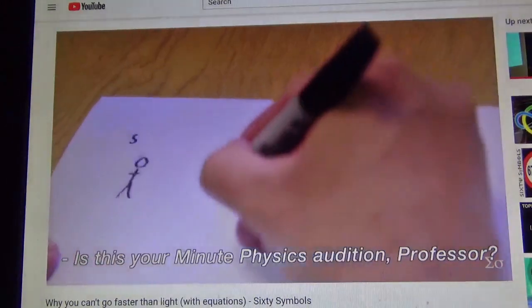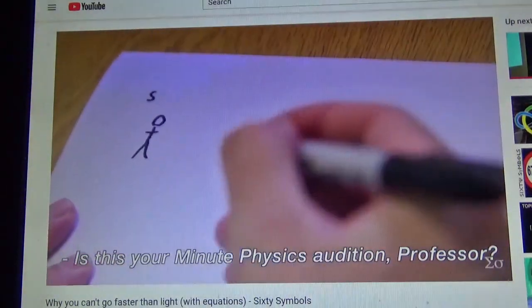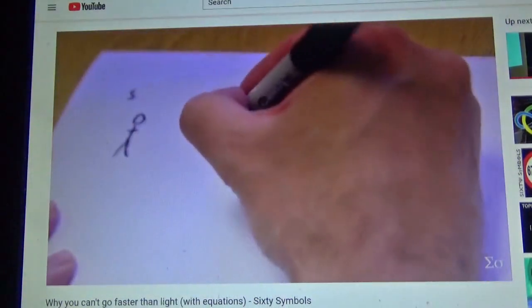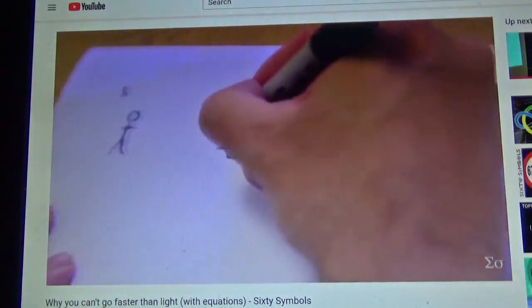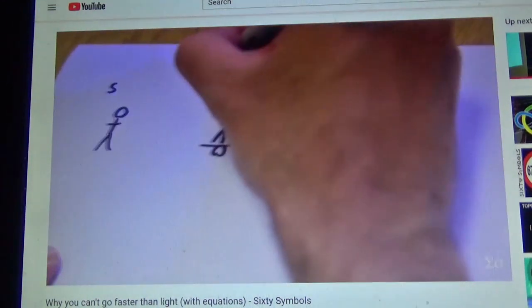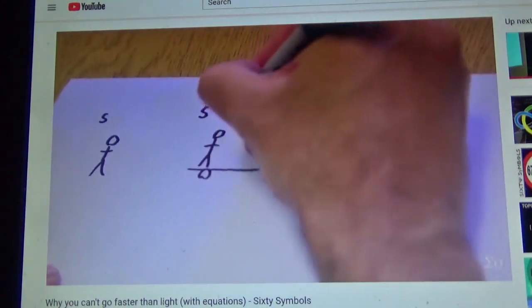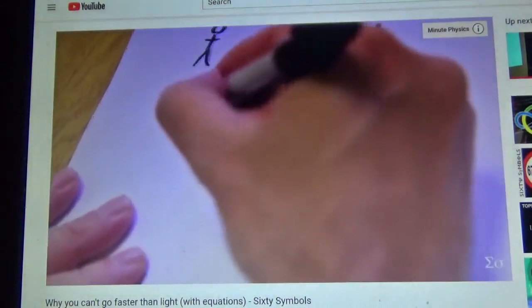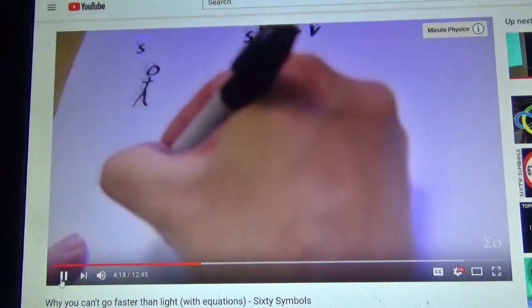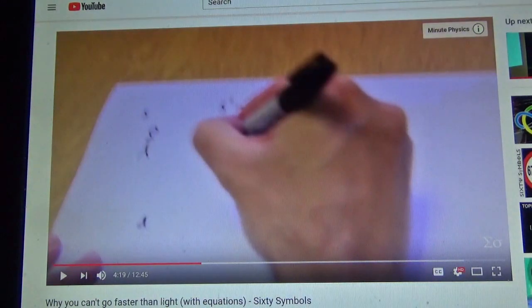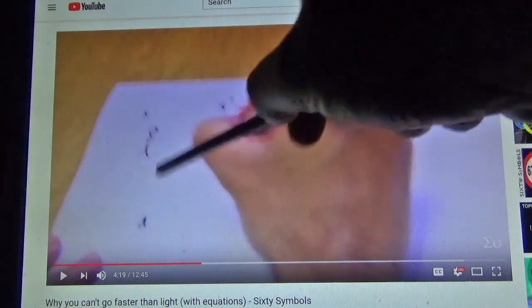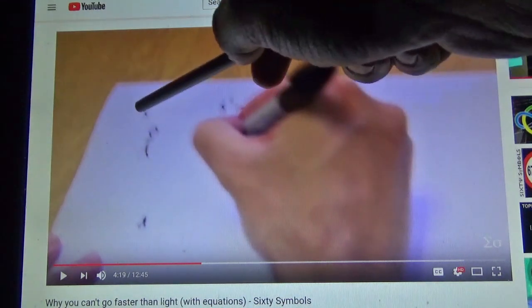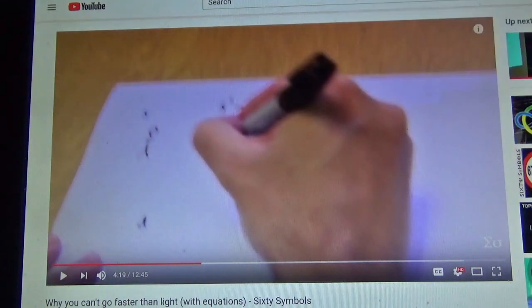Is this your minute physics audition, Professor? Unfortunately, my drawing is not quite up to the job, I suspect. And then we got the other chaps in here, moving along at some speed v. Okay, now previously the formula we had said that the distance, so once again we've got the S frame and we've got the S prime frame. So he's doing the same again, but now it's supposed to be by relativity.